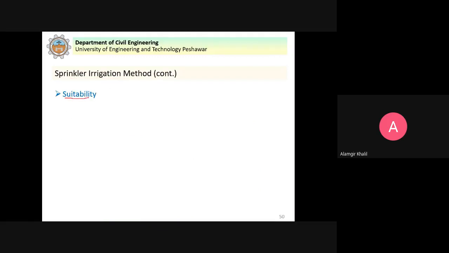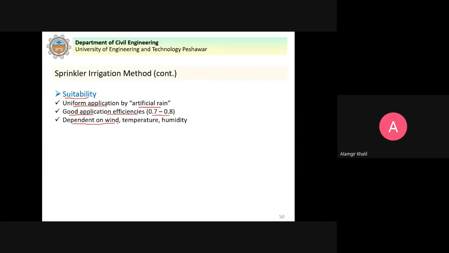Now, suitability of this method: we have uniform application by artificial rain, good application efficiencies from 70 to 80%, dependent on wind, temperature and humidity, fairly terrain independent, but the design must take terrain into account. Terrain means the surface, the natural topography, the natural ground surface.